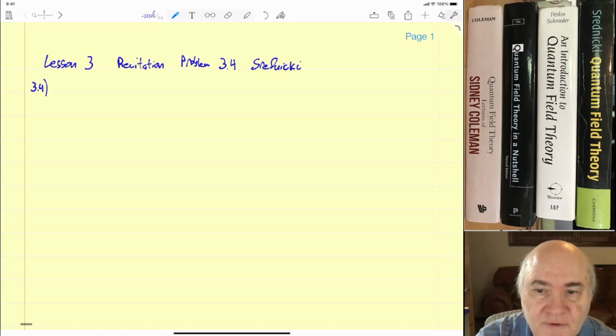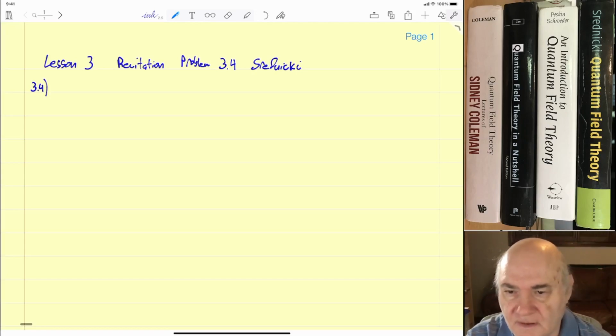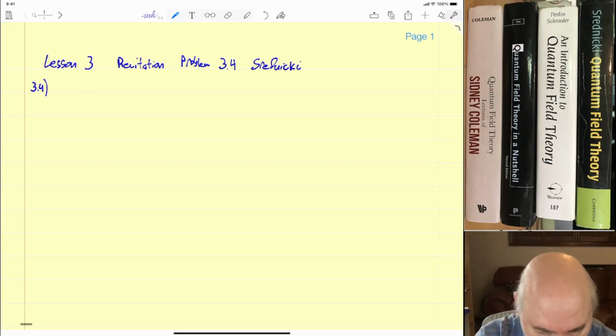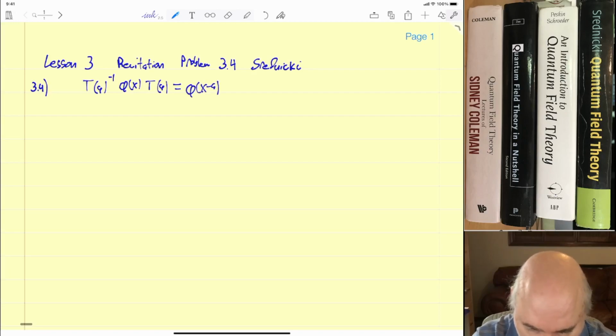So, the first part of 3.4 says that we've established, and I think we've done this many times, we might not have used the exact notation T for the translation operator, and T, the translation operator, is defined as the exponential generated by the momentum operator. A is a parameter.